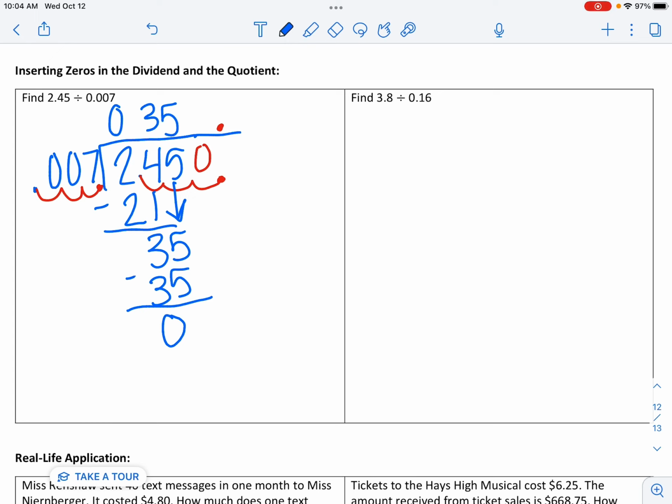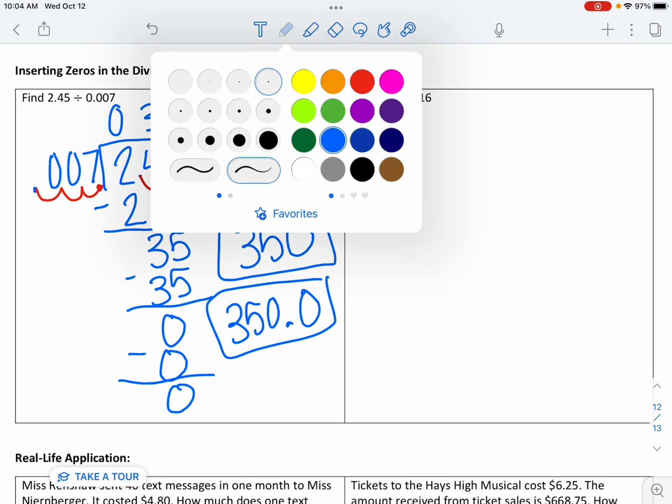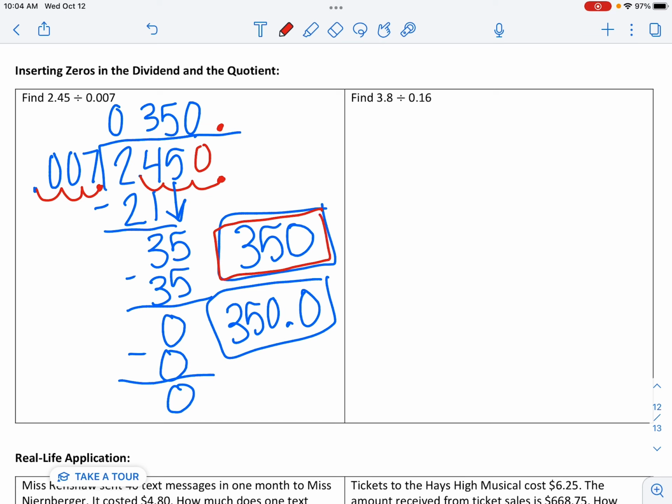Okay? So 7 goes into 0 0 times. 0 times 7 is 0. And we get 0 again. So our answer is 350. Or 350.0. They're the same thing, but I want you to recognize that these are the same thing, but 350 is the most accurate way to represent it.